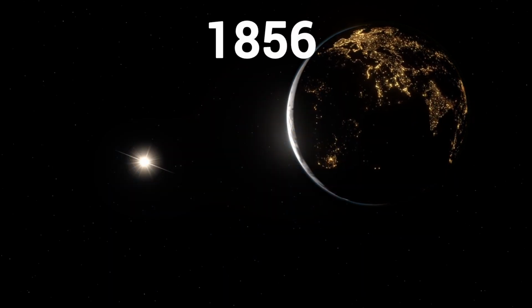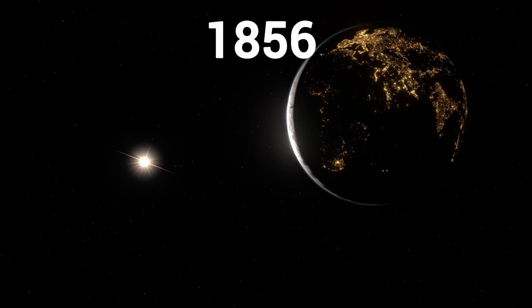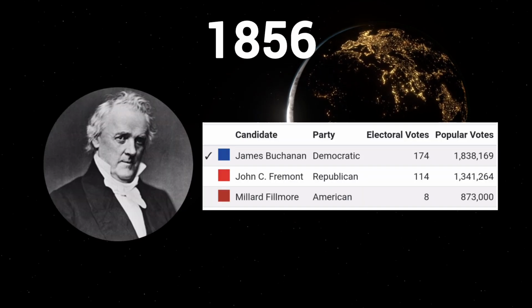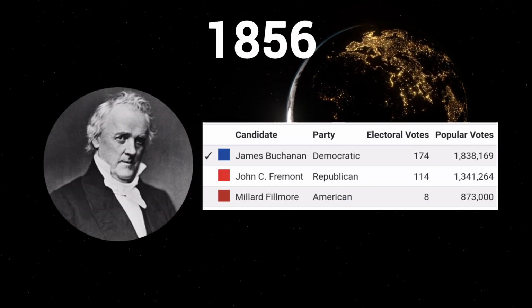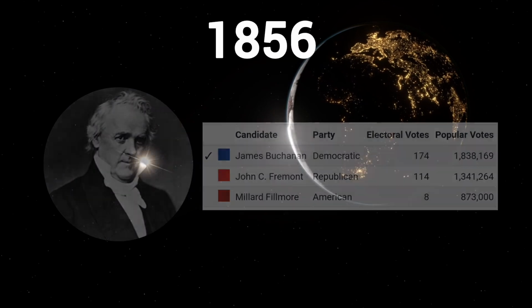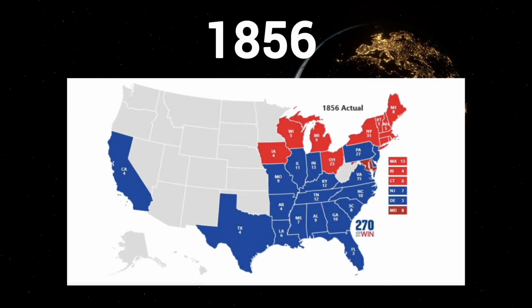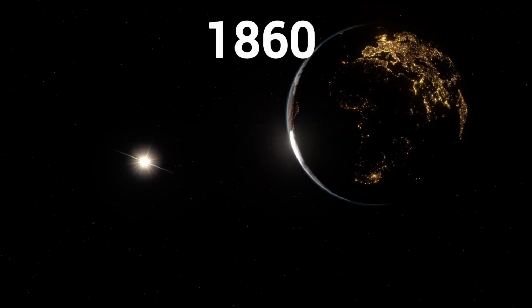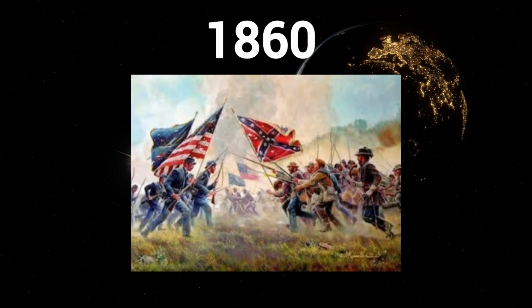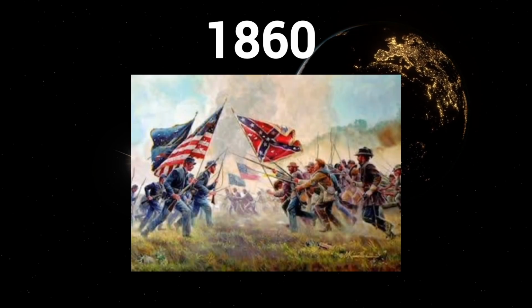The United States presidential election of 1856 was won by James Buchanan against John Fremont and Millard Fillmore, but the winner Buchanan received only about 45% of the popular vote. The United States presidential election of 1860 set the stage for the American Civil War.